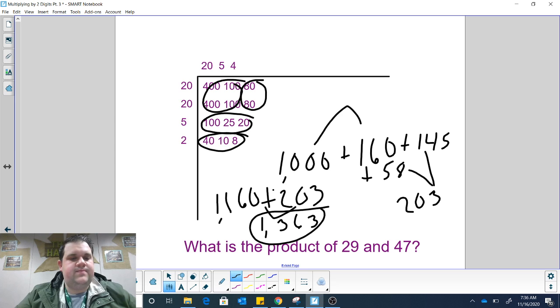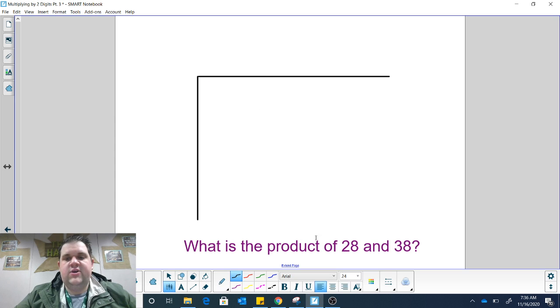Let's do one more together. Here it is. 28 times 38. What is 28 times 38? Use an array to try to solve for the answer, and then we'll check together.